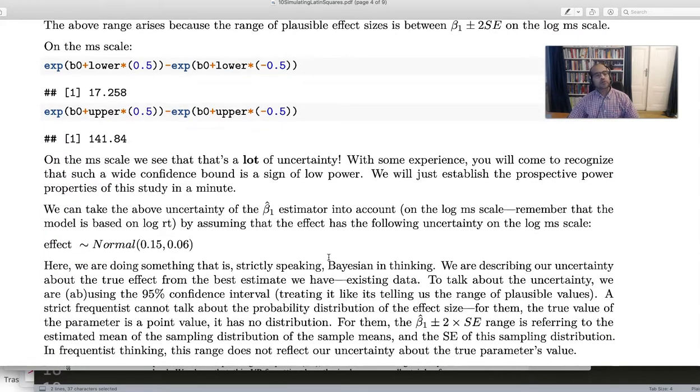Okay, so basically what we can say is that we can take the mean estimate from the data set and the standard error from the data set and assume that the effect of dative can be modeled or assumed to range from 15 plus minus 2 times 0.06, right? That's what I'm saying here.